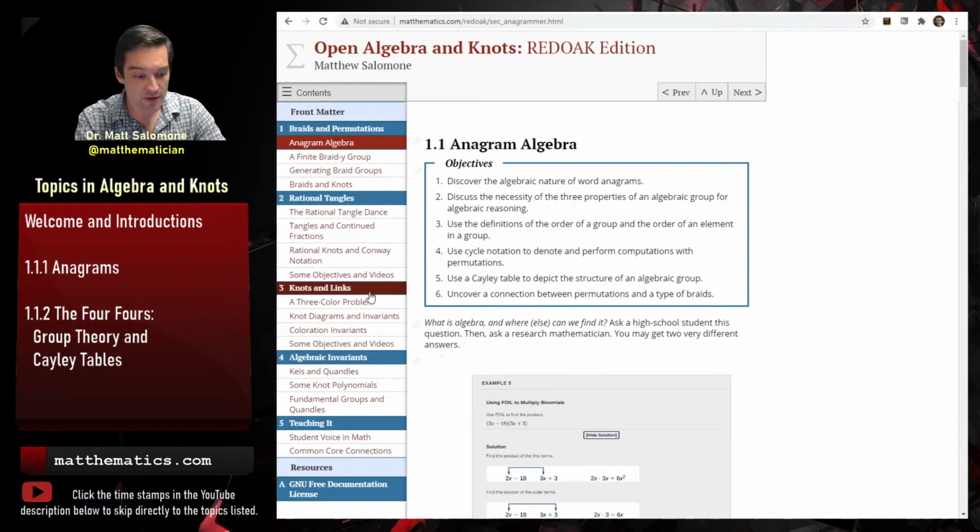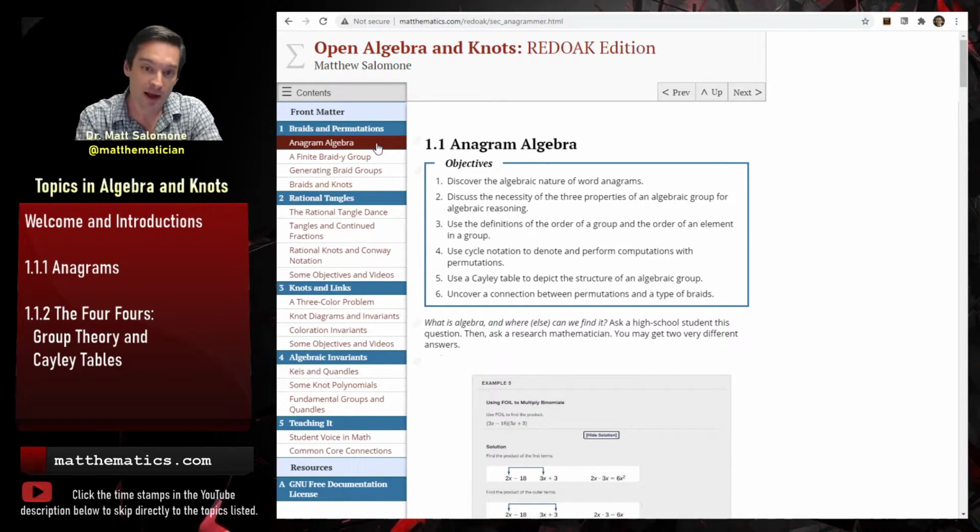So I have a version of it from the last time I taught this course that was organized a little bit differently. I'm rearranging it into a new fashion for this semester. And so that's the Open Algebra and Knots redo. It's the Red Oak edition.